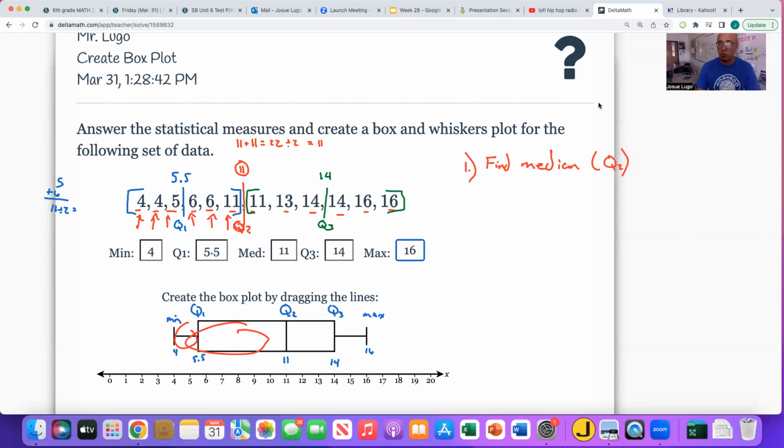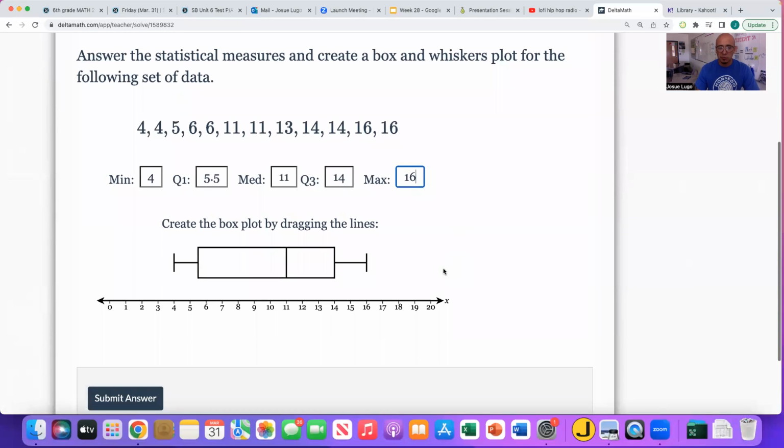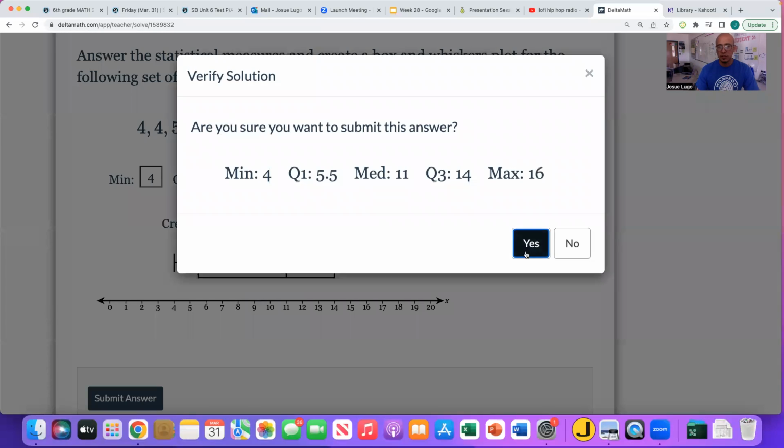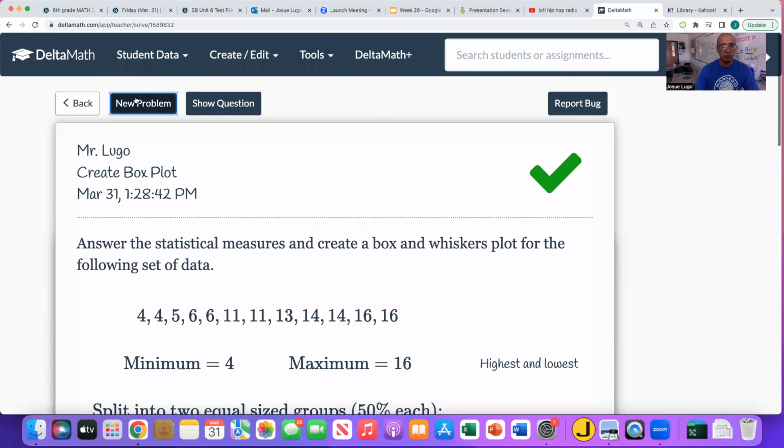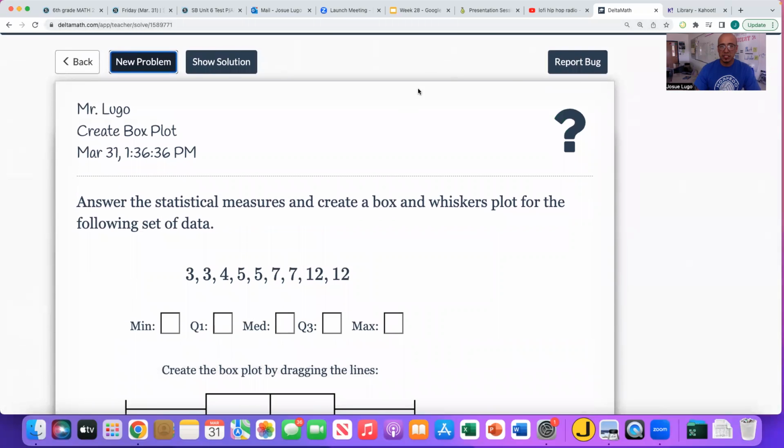Let's do another one. Let's go ahead and do one more. And let me submit the answer. Yes, it's correct. All right, let me do a new problem. Same thing, guys. Let's start with this data set.